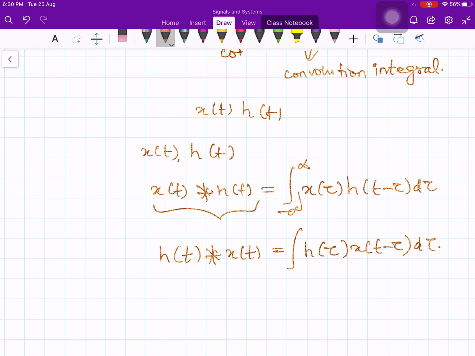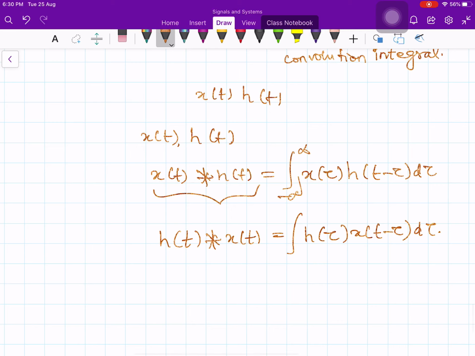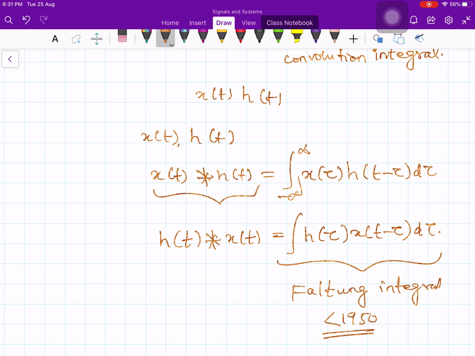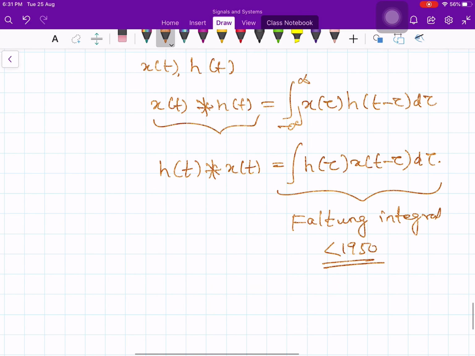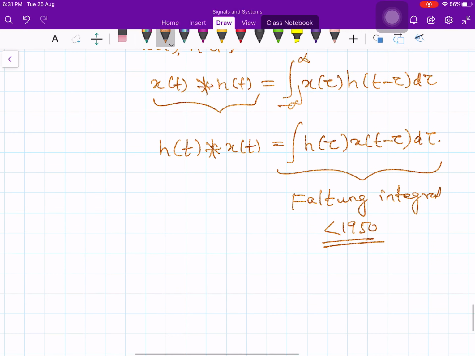And this convolution integral is sometimes called a Faltung integral. It is a German word. Before the 1950s, people called it a Faltung integral. Okay, so this is the German name. So what is involved in this integration? It is very instructive to see physically how you interpret this integration.